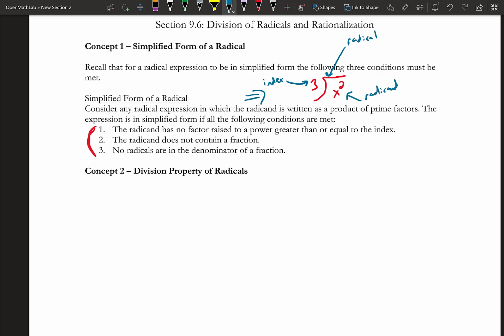So concept 2 is looking at the division property of radicals. This is somewhat similar to the multiplication property of radicals, and it really relies on exponent rules. So let me write that out.